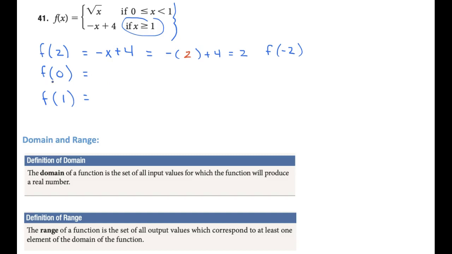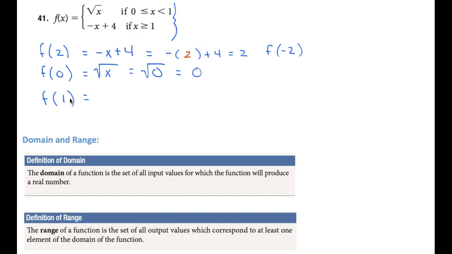Okay, so the next one is f of 0. F of 0 is going to be the top choice. 0 is less than or equal to x is less than 1. And if you don't understand that, stop the video and think about it for just a second. But that means we're going to plug into the square root of x, which is going to be the square root of 0, because we just put 0 in for x, which is just 0.